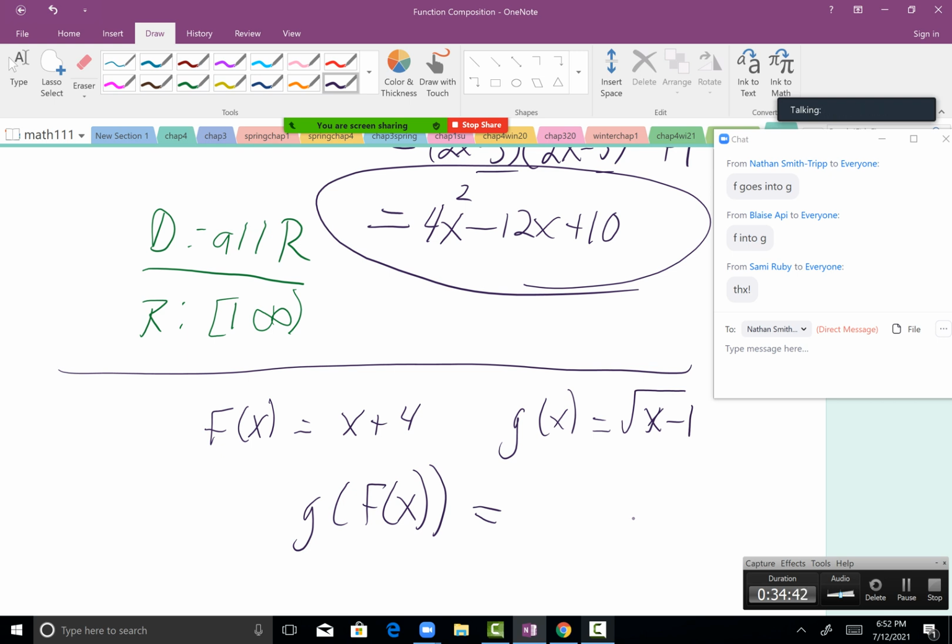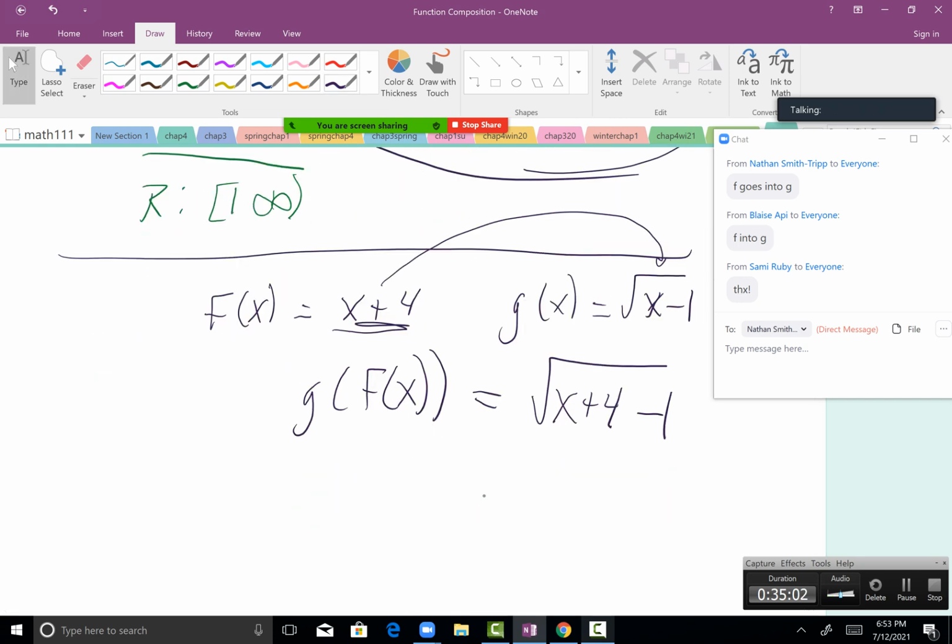So, F's going to go into G, all right? So I'm going to take this. I'm not even worried about domains right now. I'm going to put that into there. Okay, I'm going to figure this out. So I'm going to put this into that x, minus 1.